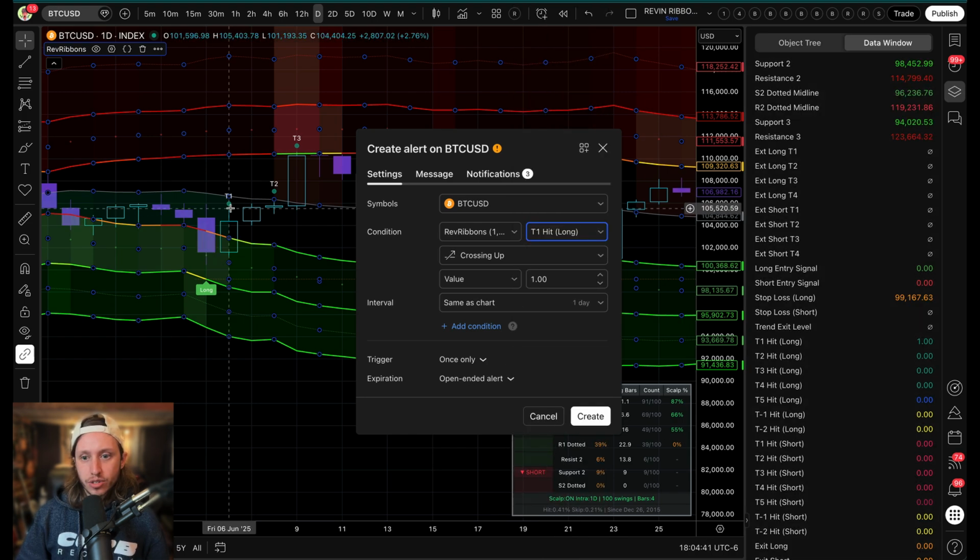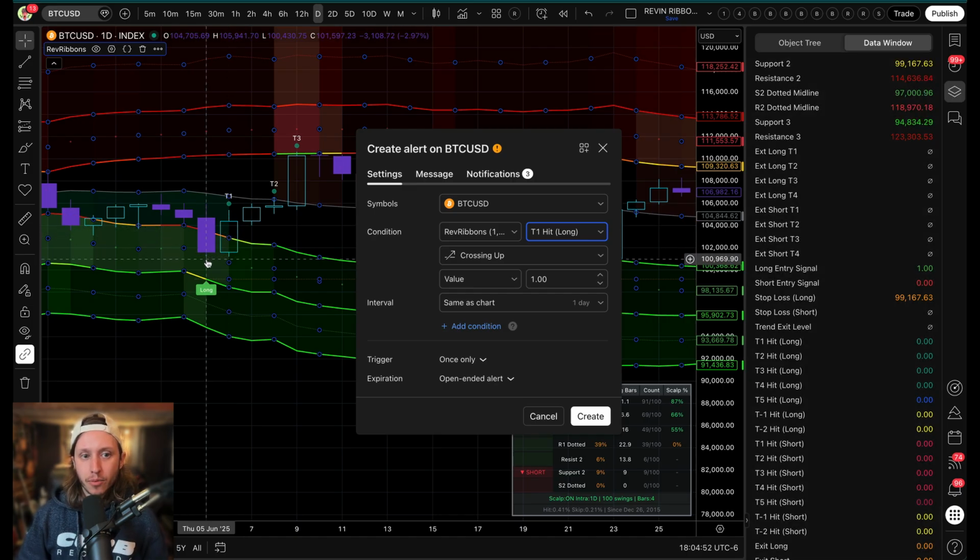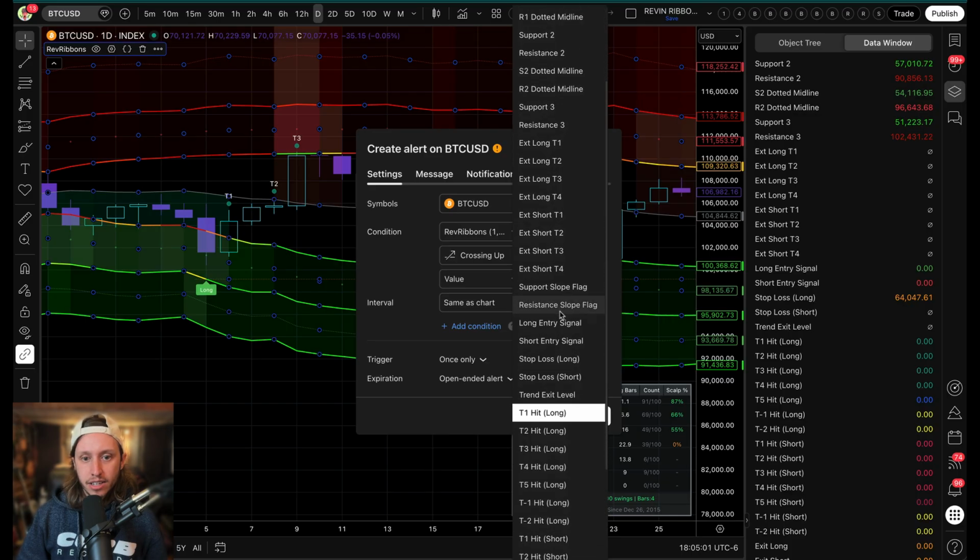So that will be this right here. It's T1, T2 is right there, and T3 is right there. So these are technically, if you're doing a swing long, your sell signals. So your buy signal here, buy whatever amount you want, and then you can sell whatever amount you want right there.